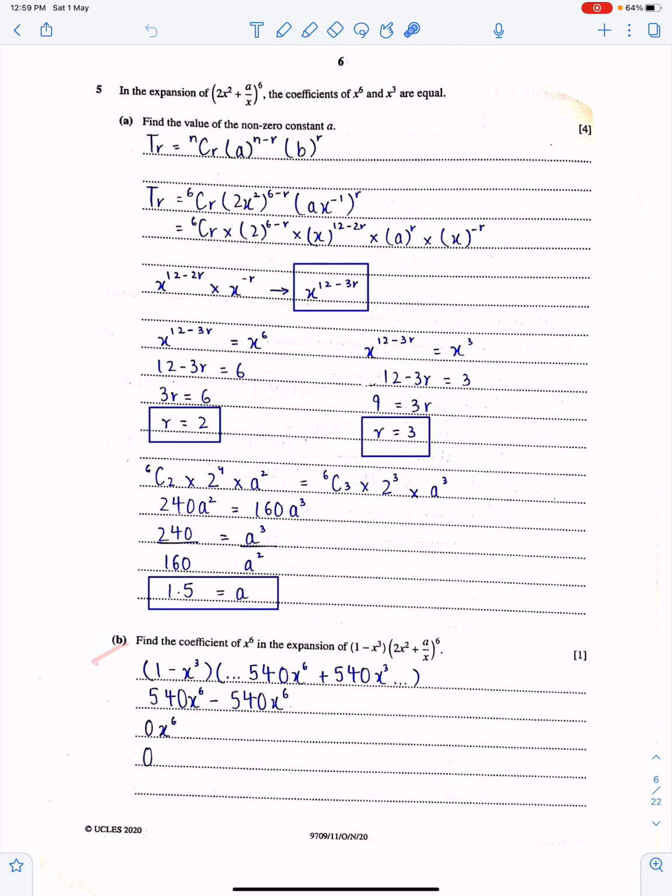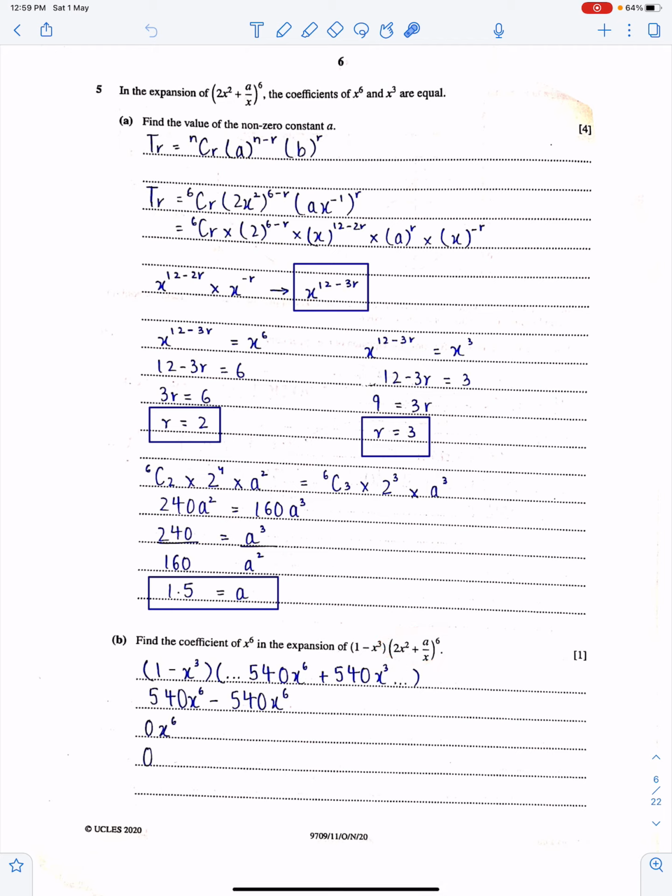Part B. Find the coefficient of x6 in this expansion. We already have the coefficient of x6 and x cube in this expansion. We just need to multiply this expansion with these two coefficients. This is the coefficient of x power 6 and this is the coefficient of x cube, into this expansion.